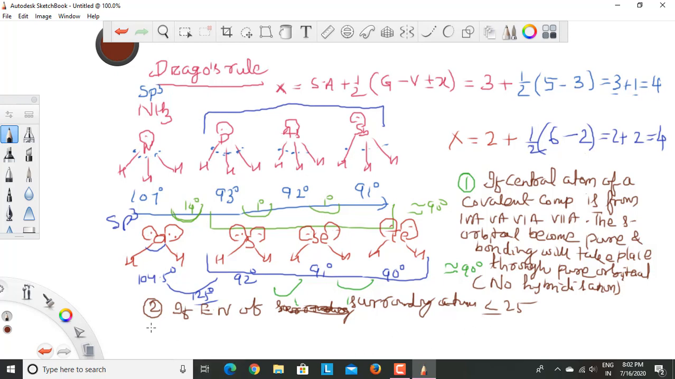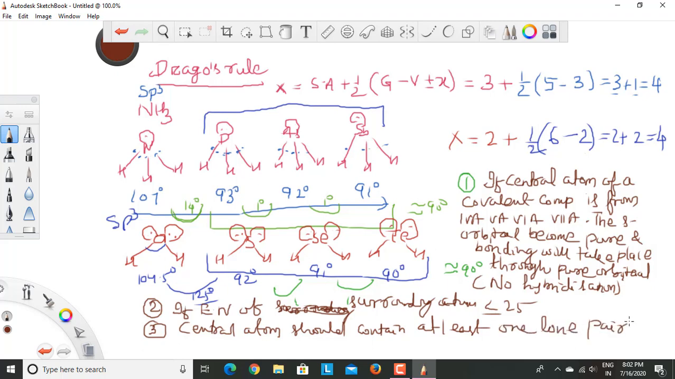And the third condition is also there. The third condition is that the central atom should contain at least one lone pair.